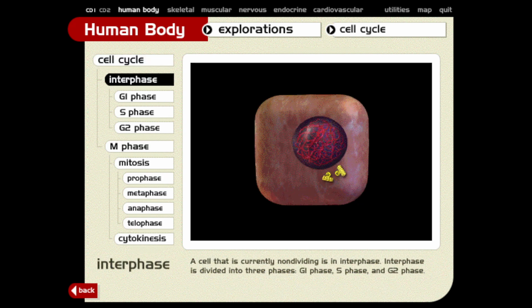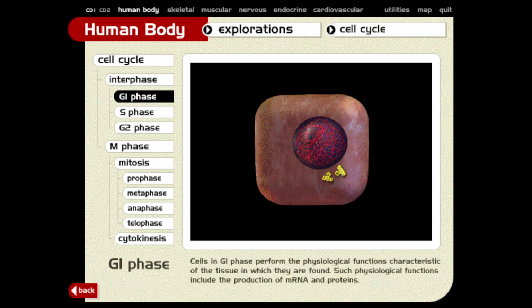A cell that is currently non-dividing is in interphase. Interphase is divided into three phases, G1 phase, S phase, and G2 phase. Cells in G1 phase perform the physiological functions characteristic of the tissue in which they are found. Such physiological functions include the production of mRNA and proteins.